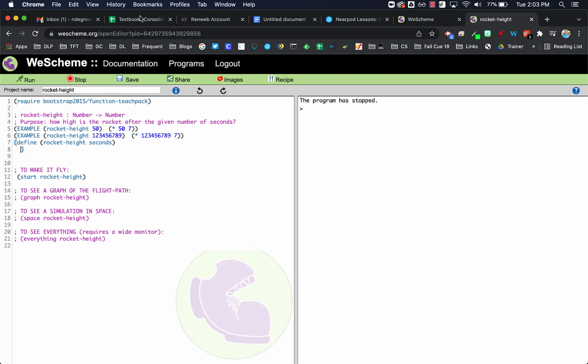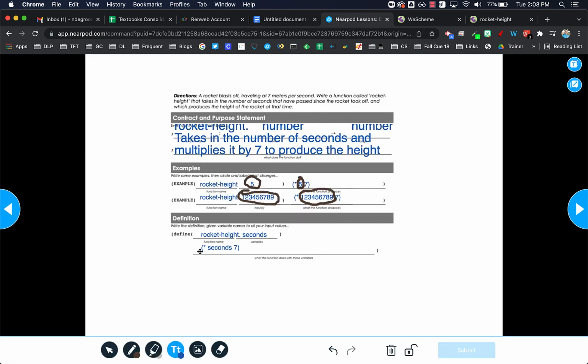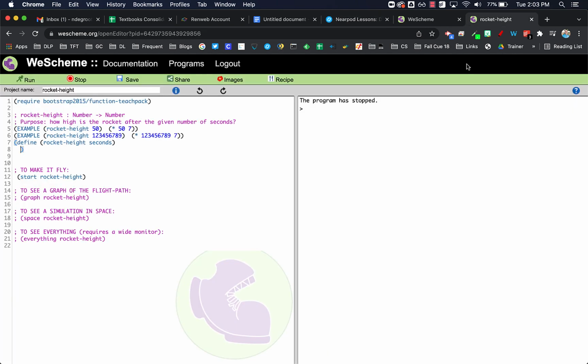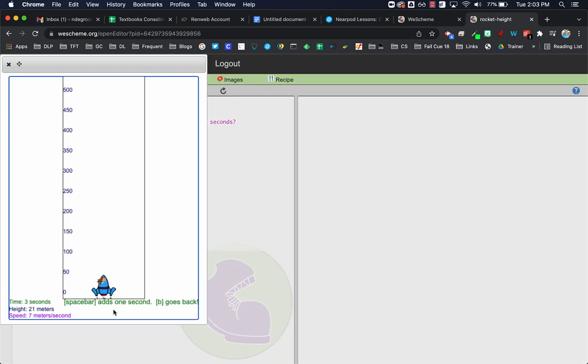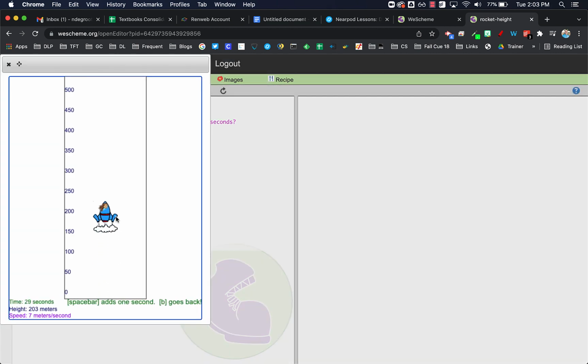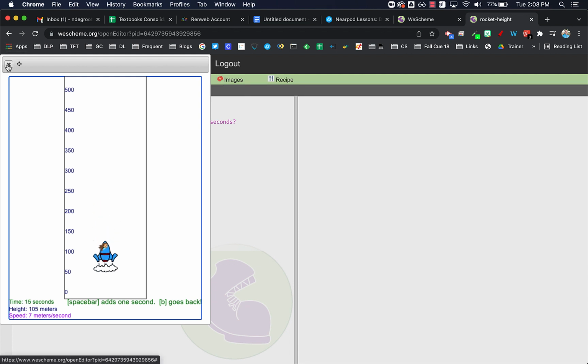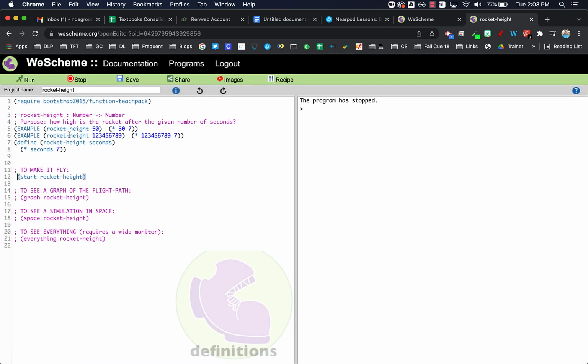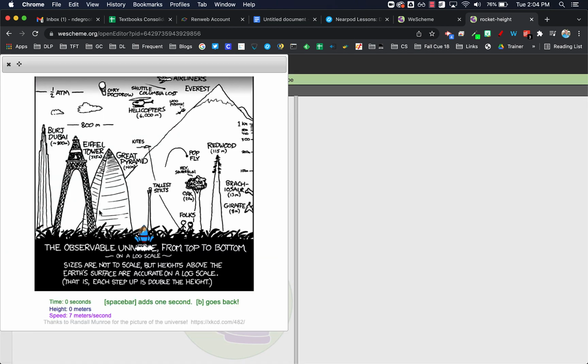Okay, and in our definition right here, we said it is going to multiply seconds and 7. So we're going to multiply seconds and 7. So now when I press run and I press the space bar, it goes up. And if I go back, it goes back. Okay, and here are some other things for you to try, especially this space one right here. This is a fun one.